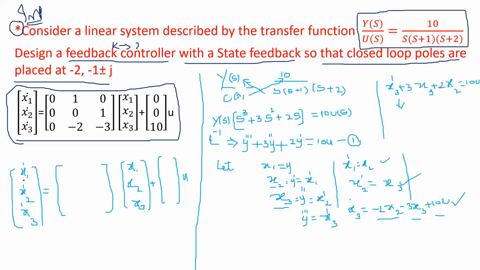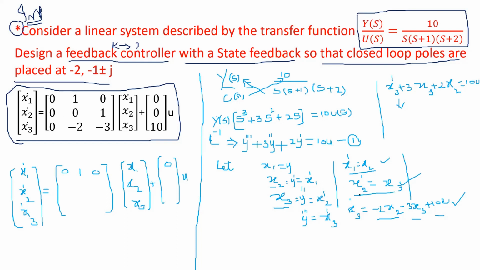Let us come to the first one. What is x1 dash? Here x1 dash is nothing but x2, so only x2 and there are no other terms. Therefore, I will go with 0, 1, 0 and 0. Now calculate x1 dash over here: x1 dash is equal to 0 into x1 plus 1 into x2 plus 0 into x3 plus 0 into u, and it becomes x1 dash, that is over. What is x2 dash?